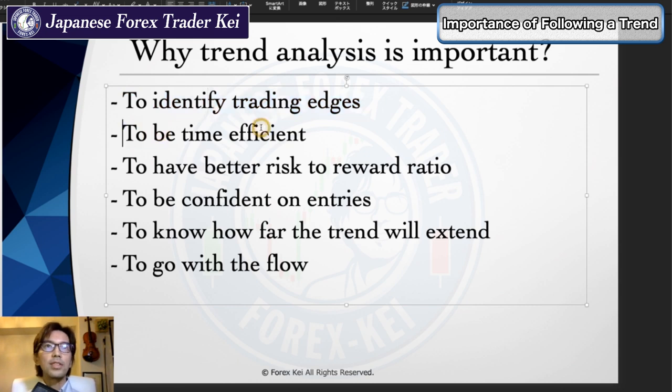And also, by capturing a trend, it can be time efficient. This is another important point to take trades according to the trend, because you can spend hours or days looking at the market and analyzing the chart, but if it doesn't move anywhere, it's not really time efficient. The days or hours that you took to analyze the chart don't make you any money at all afterwards.